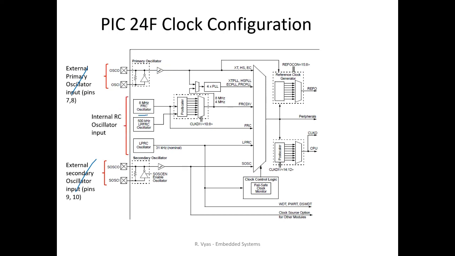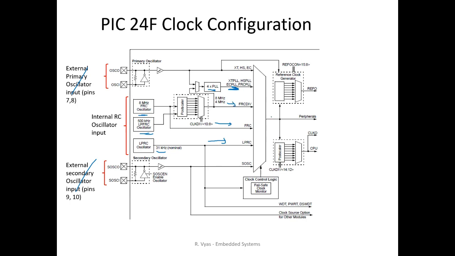And this can be either 8 megahertz, 500 kilohertz, or 31 kilohertz. Then you also have the option of taking the 8 megahertz and the 500 kilohertz and passing it through a PLL and producing a higher clock speed. Or you have the option of just taking whatever clock is coming in and sending it over to the CPU side.